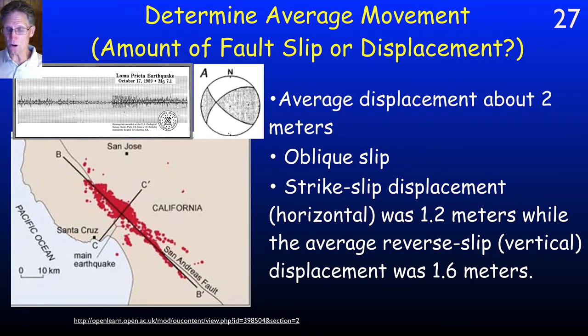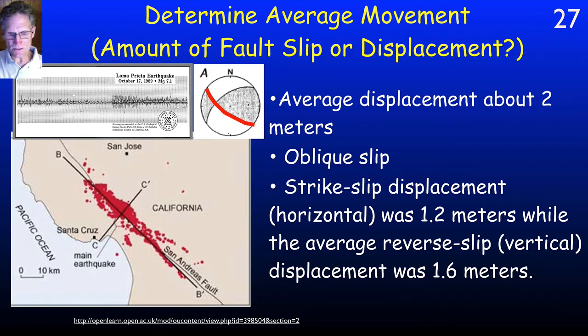Indeed, that makes perfect sense, because why do we have the Santa Cruz Mountains? The ground has risen up, and it's probably risen up by multiple of these reverse slip events. In other words, hanging wall moving up. In this case, about 1.6 meters with just the 1989 Loma Prieta earthquake.